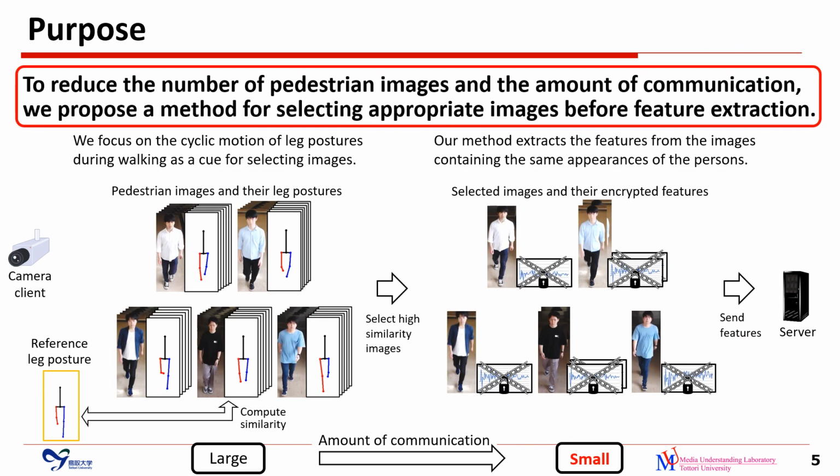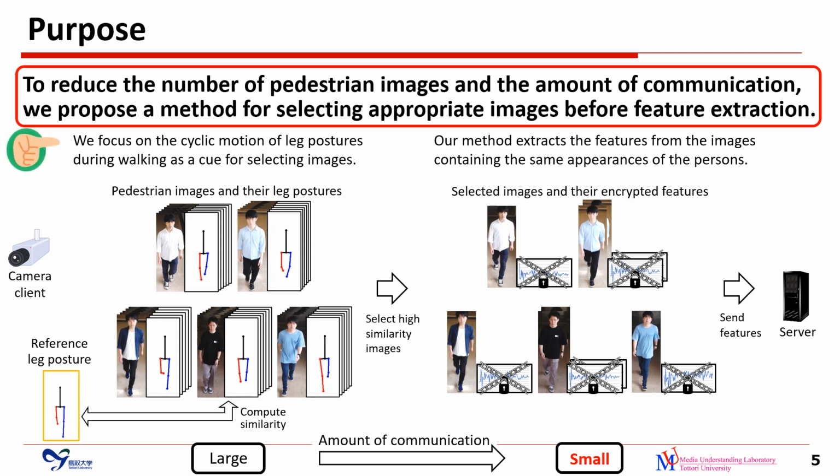In order to reduce the number of pedestrian images and the amount of communication, we propose a method for selecting appropriate images before feature extraction. We incorporate an image selection approach into a privacy-protected person re-identification system using homomorphic encryption. This is an overview of our selection method.